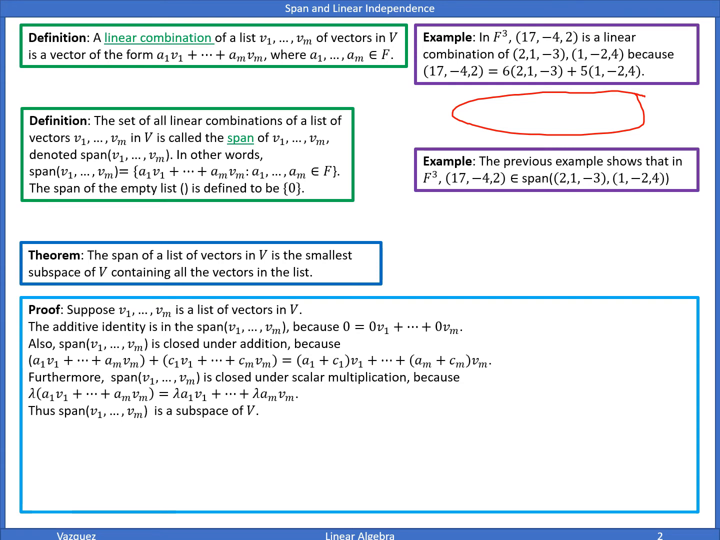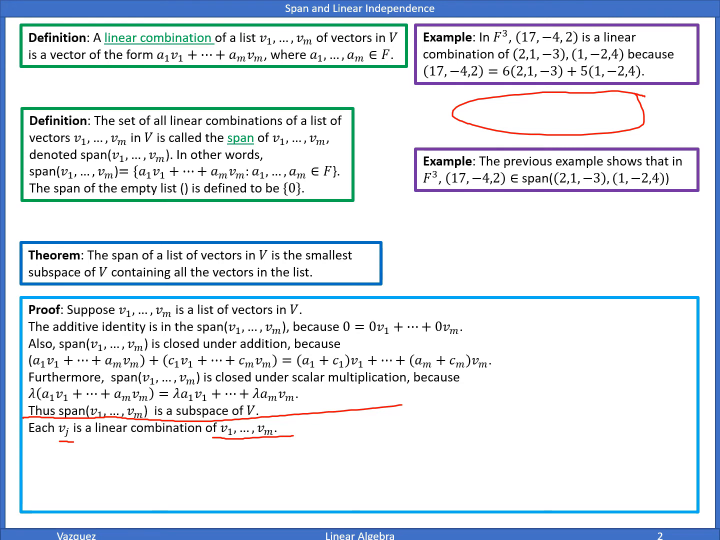And now, just as we did in the last section, this concludes one part of the proof. But now we're going to show that the span of v1 all the way to vm is indeed the smallest subspace of V containing all those vectors v1 to vm. So first, each vj is a linear combination of v1 all the way to vm.